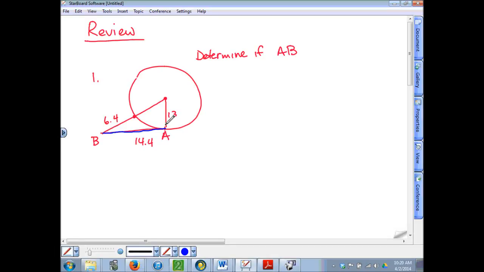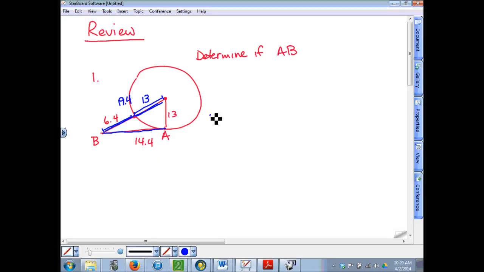19.4. Partner, where did 19.4 come from? You don't have the measurement for the radius. We don't know what this is. From here to here is 6.4, but this is a radius. Like Parker said, this is a radius. The radius is the same no matter where it is. So if this is 13, what's this? 13. So what's the entire length of that side?